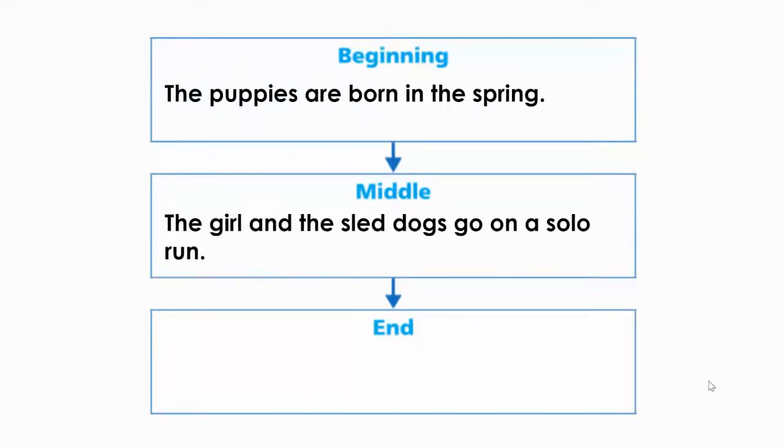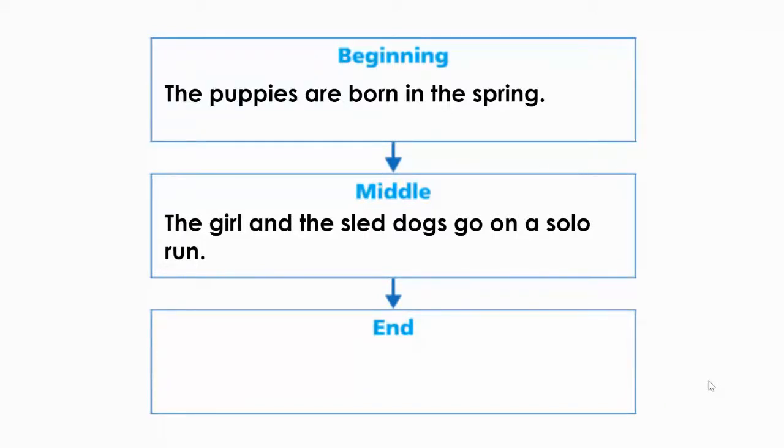Now, second graders, this is still pretty early on in the middle of the story, so I want you to leave a little bit of room in your box labeled middle. So write this sentence down. The girl and the sled dogs go on a solo run, but leave a little bit of extra room in case we need to add anything about the events in the middle of the story.